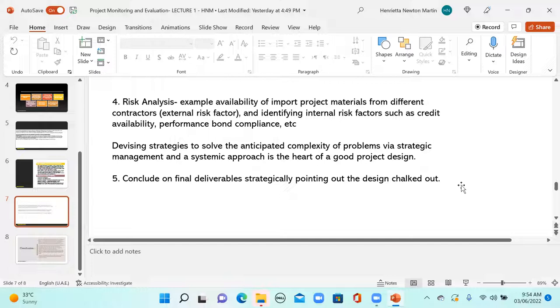Next, devising strategies to solve the anticipated complexity of problems via strategic management and a systemic approach is the heart of a good project design. I'm repeating, devising strategies to solve anticipated, that is contingent, complexity of problems, via strategic management and a systemic approach is the heart of a good project design. Therefore, next they have to conclude on final deliverables strategically, pointing out the design chalked out. Pointing out the entire design, they say, finally we are going to achieve this target. This is the target and this is the final deliverable. And this would be the strategy that we would be using. So that is all about project design.